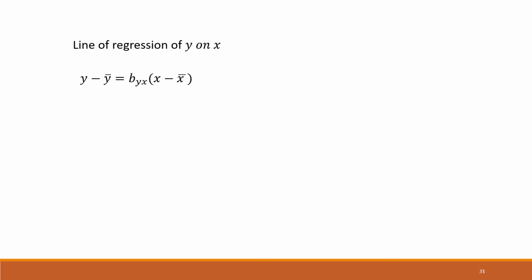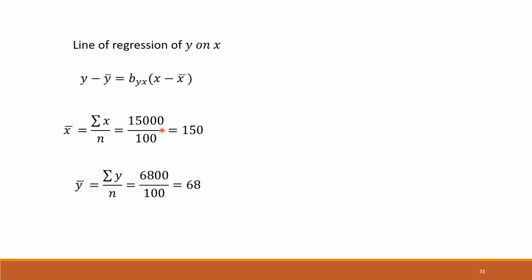First we are calculating the line of regression of y on x. x bar is summation x by n. Summation x is given in the problem, n is equal to 100. So x bar is 150. y bar is summation y by n. Summation y is given as 6800. So y bar becomes 68. Substituting everything, and byx we have calculated now.